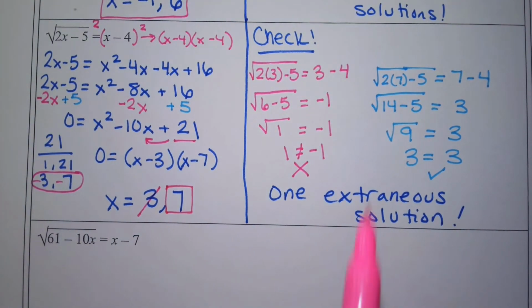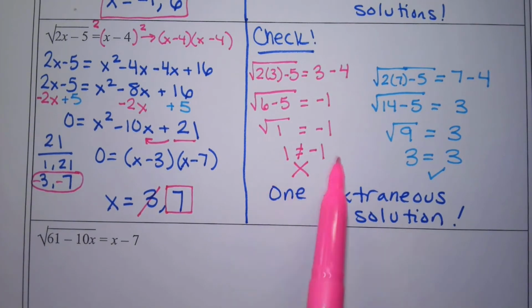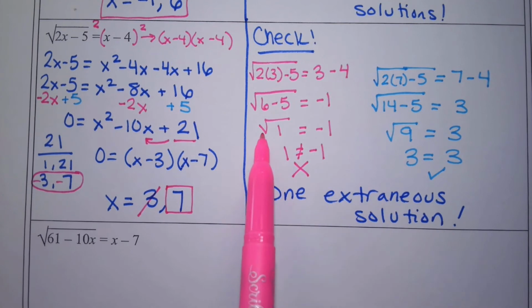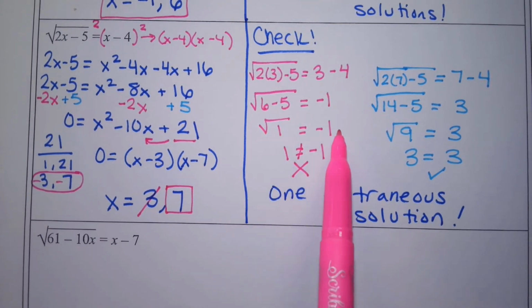Now you may be wondering, but Mrs. Wood, when we square a negative 1, it'll give us a positive 1, like what's going on there? It's because when we look here, the square root is already set equal to something. A square root cannot equal a negative, so that's why it fails.